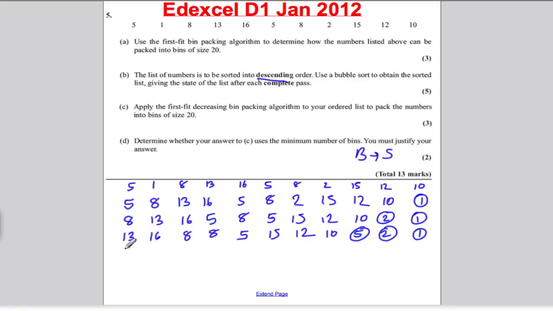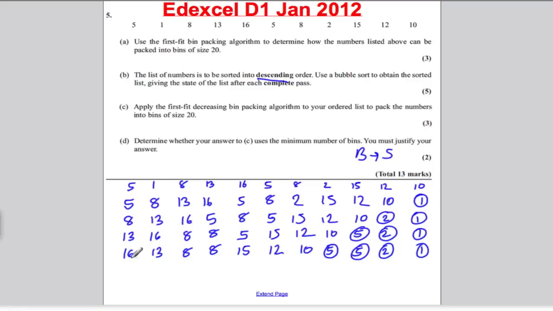Here we compare these two. Need to make a swap, yes. Need to make a swap, no. No swap with 8 and 8. No swap with 8 and 5. Yes, a swap here, 15 here and the 5 here. 5 and 15, yes, a swap. 5 and 10, yes, a swap. And the next smallest number, the 5, has now made its way to the back here.